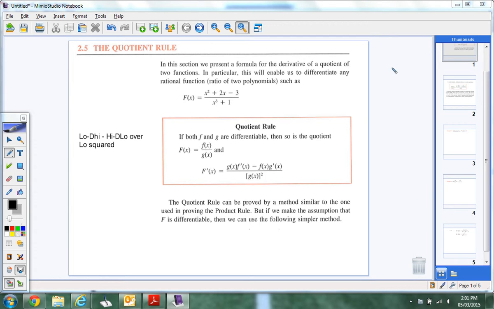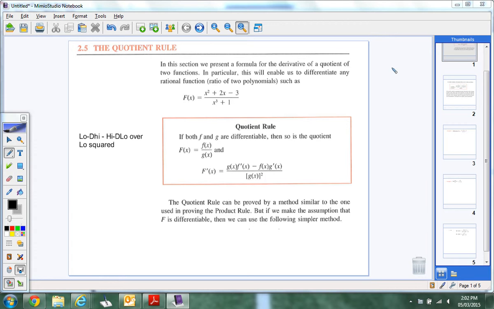To lesson 2.5, the quotient rule. It is similar to the product rule in terms of the top. See how the top has kind of the product rule set up, but instead of a plus, it's a what? A minus. And the other thing you have to understand is the bottom is the second thing squared.